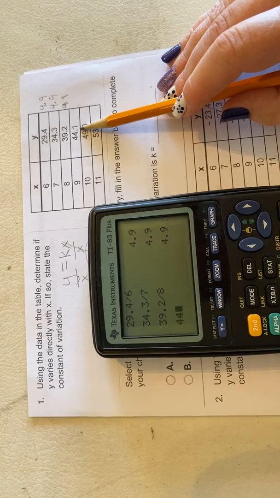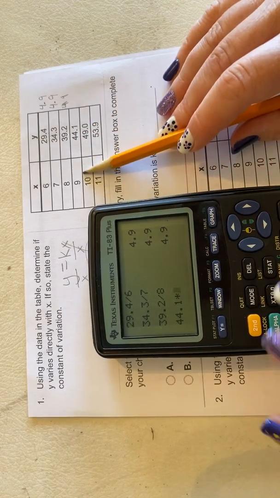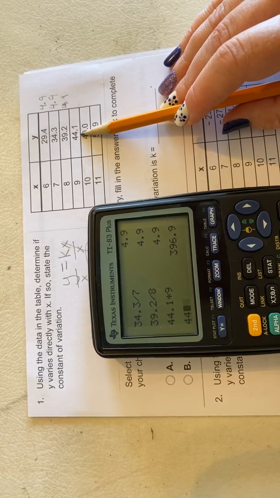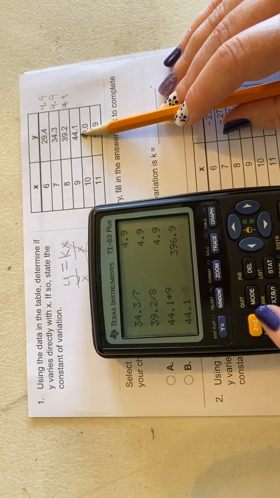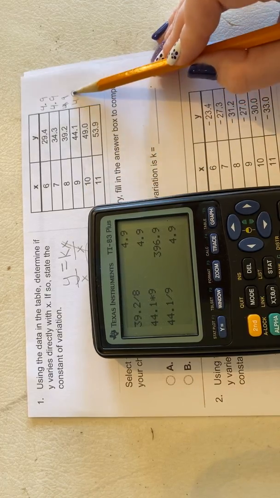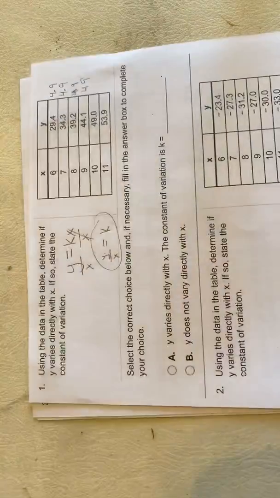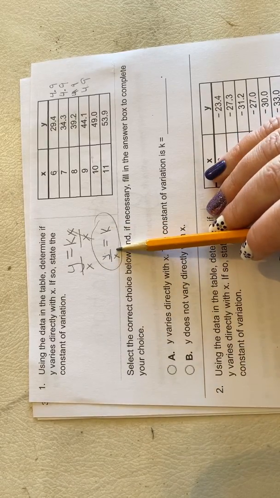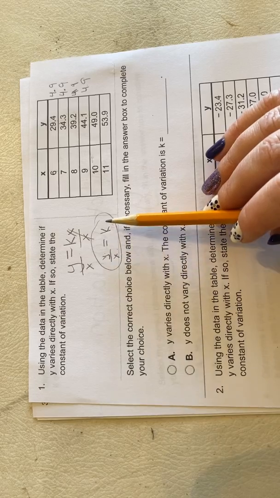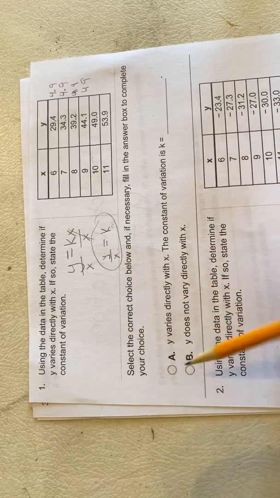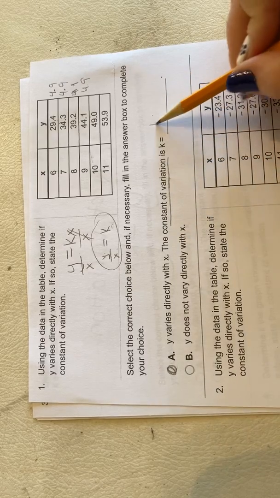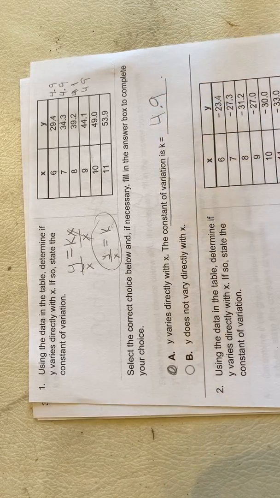Let's try one more. 44.1 divided by 9, and I get 4.9. Okay, so yes, every time I take y and divide it by x, I keep getting the same number. It's constantly 4.9. This is the constant of variation. So y varies directly with x, and the constant of variation is 4.9.